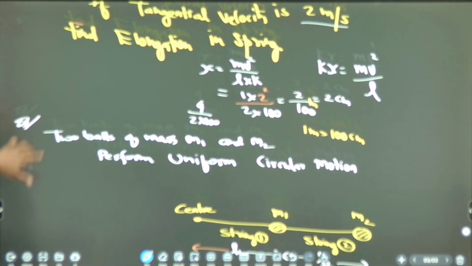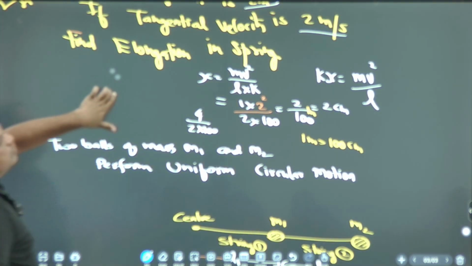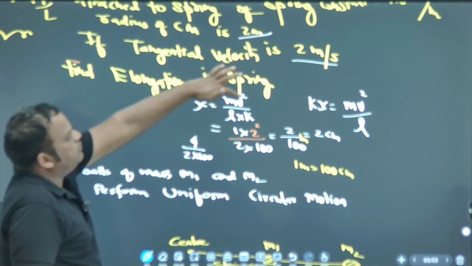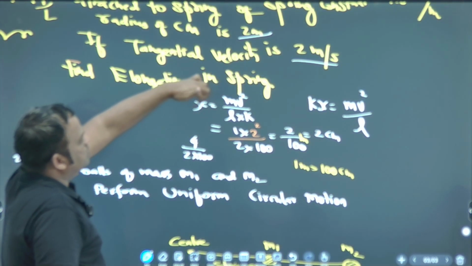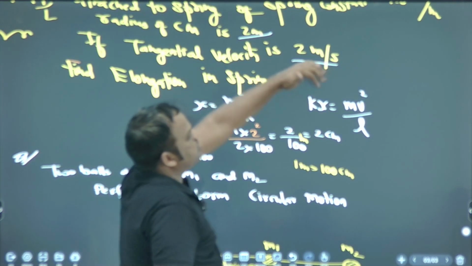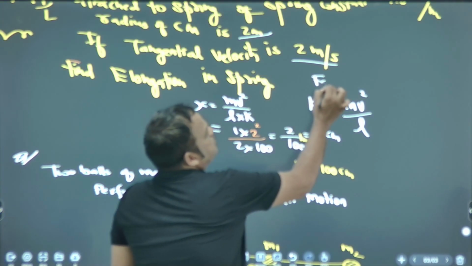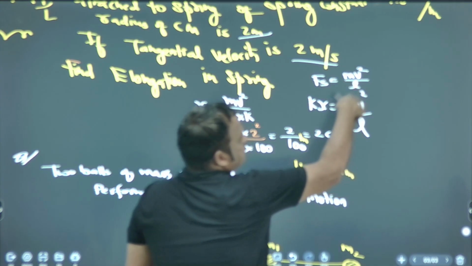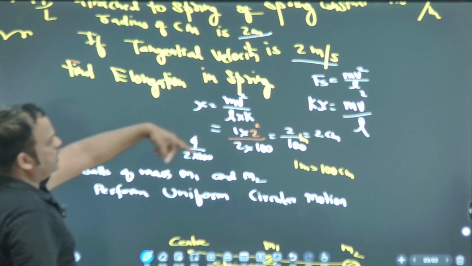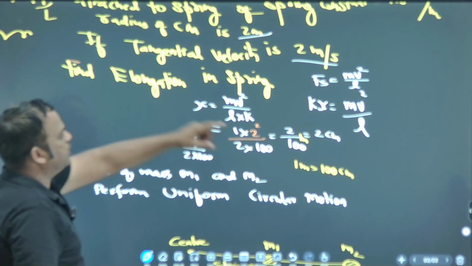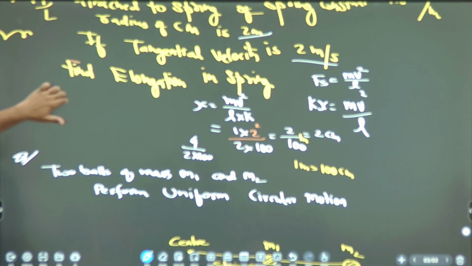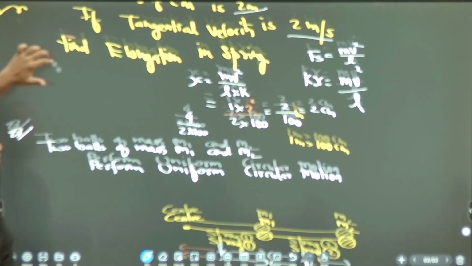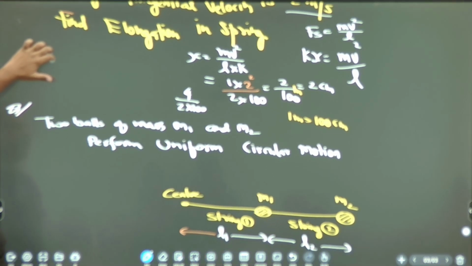Previous question clear, everyone? Any doubt? Kx is equal to mv square by L. Spring force is equal to mv square by L. So x is equal to mv square by Lk. Now come to the next question.